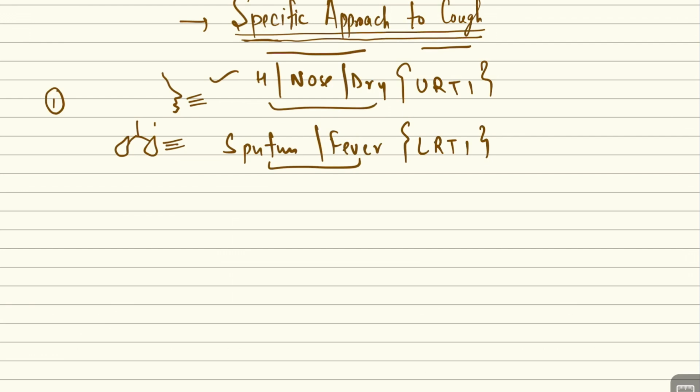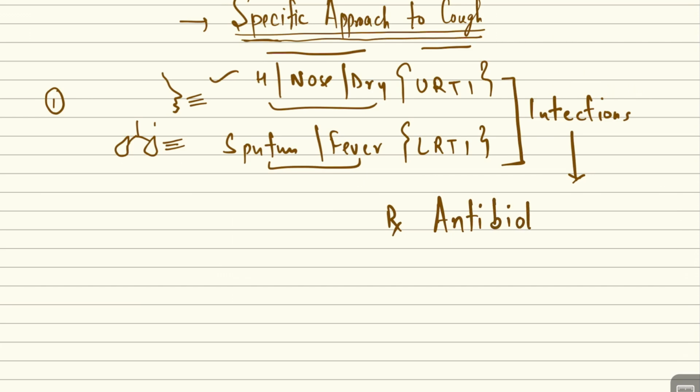And if an infection component is adding to the cough, then what are we going to do? As we know, if infection is occurring, then we have to give antibiotics to such patients. So here the antibiotics will help. So these types of cough require antibiotics.